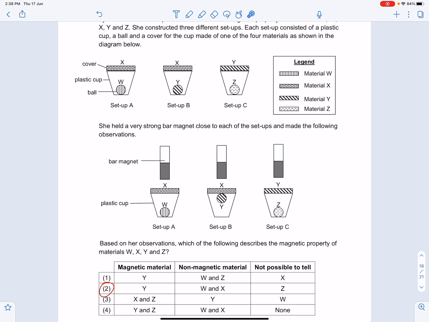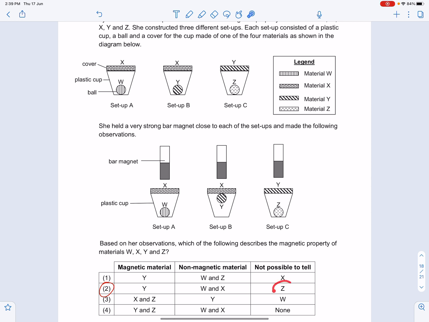Next, we know that X is not a magnetic material because the bar magnet didn't get attracted to material X, if you realize. She said a very strong magnet. So if X was indeed a magnetic material, it would have been attracted to the bar magnet, which didn't happen.